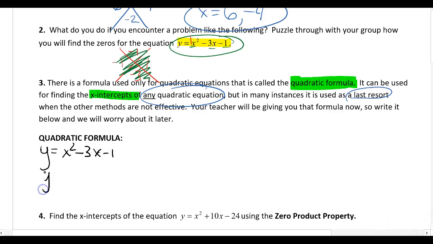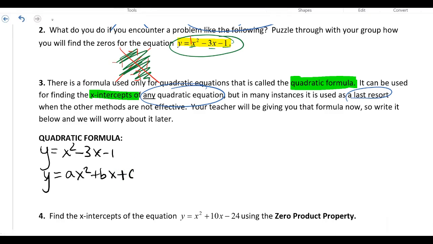Well, the standard form says that a times x squared plus bx plus c is the standard form for a quadratic. And if you notice, what's the same here? Well, they have x squared and x squared. They have x, and then there's some number that doesn't have an x. So how do they relate? How are they the same?